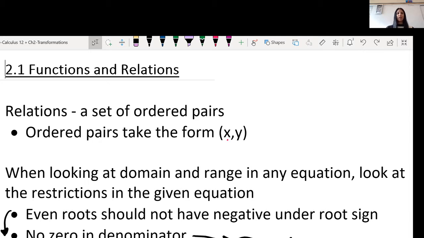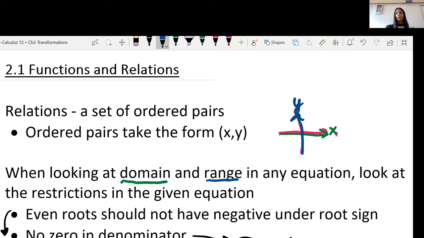Relations are a set of ordered pairs, which you're familiar with. We usually write them in the form x, comma, y. It's always written alphabetically, and you know that that also corresponds to our x-axis and our y-axis when we go to our graphing grids or our coordinate plane. And then just a reminder that domain refers to the x values, and range, just to review, is the y values in any equation.